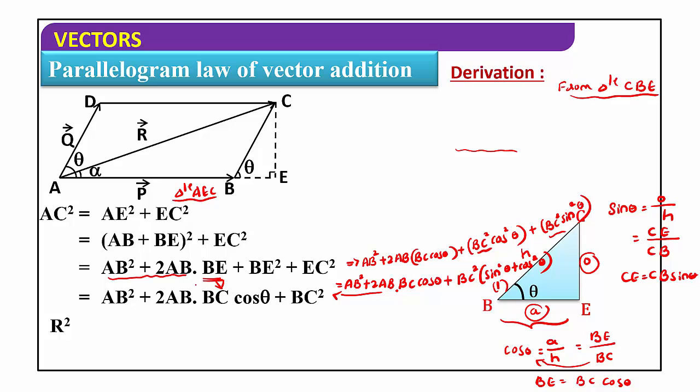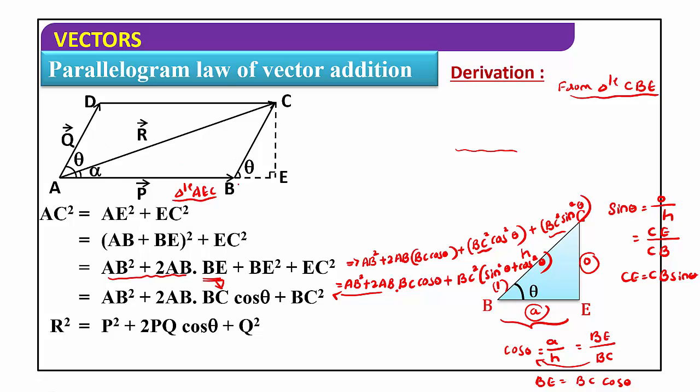Or we can write R square equal to, in place of AC, the resultant vector AC is vector R. So R square equals, in place of AB, we can write P square. Observe the diagram. In place of AB, we can write P square plus 2AB, where AB is P, so 2P. BC is equal to Q because AD and BC, these two are parallel.